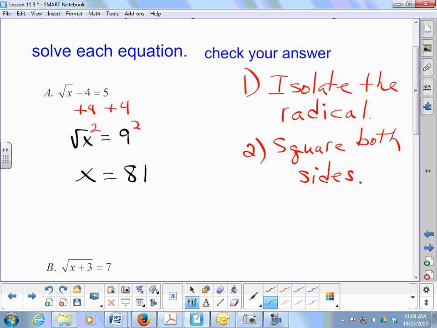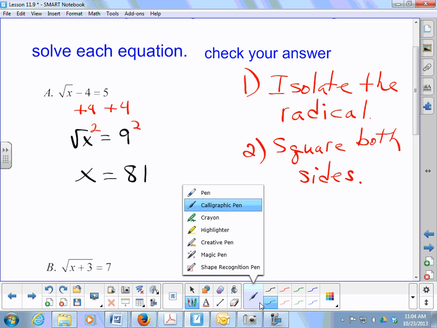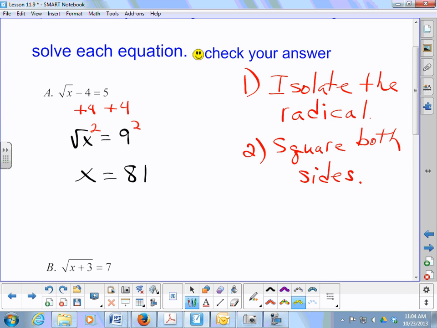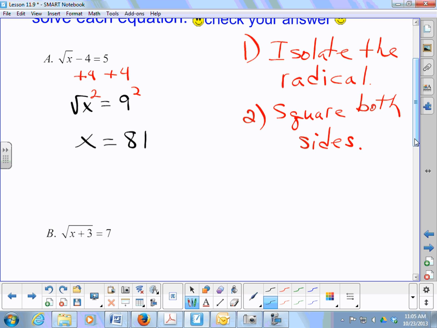Now, I'm not going to spend the time on it, but not because I don't think it's important, and I will show you why it is important. It is very important that you check your answers, because we're going to get into situations where your answer doesn't work. You're going to learn about something called extraneous solutions today. So you've got to make sure you check your answer. I don't care if you check it on a calculator or what.